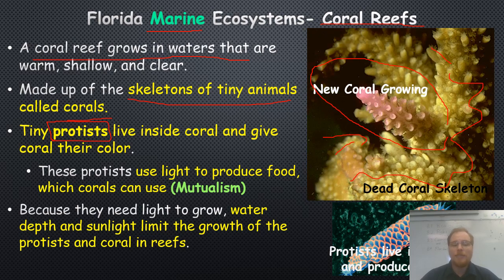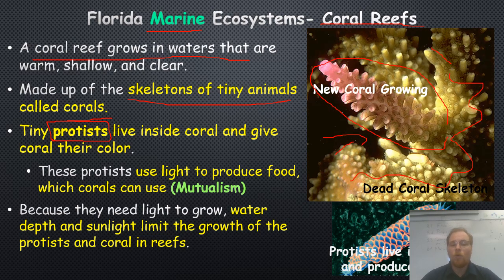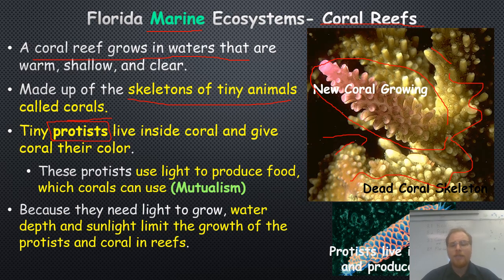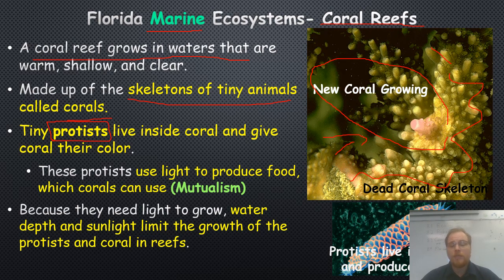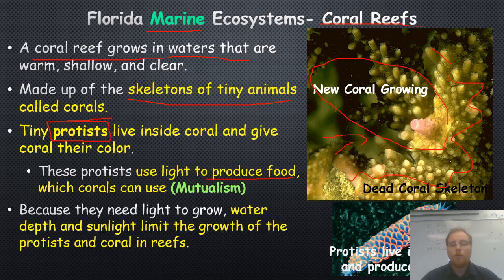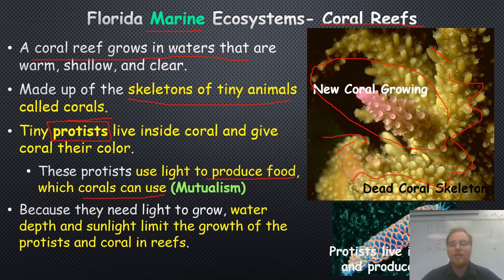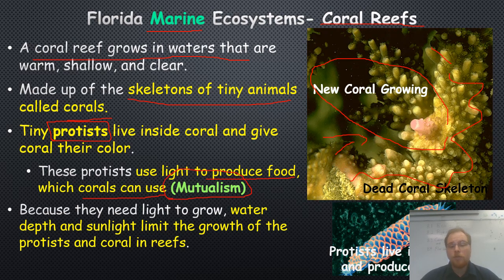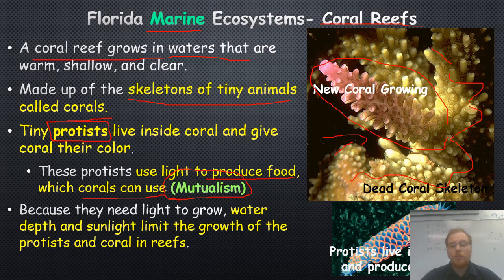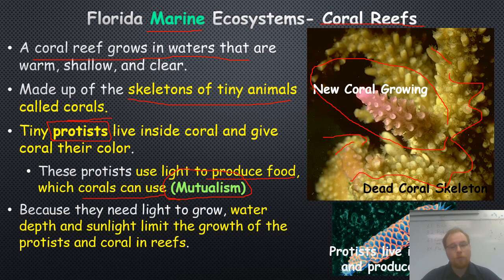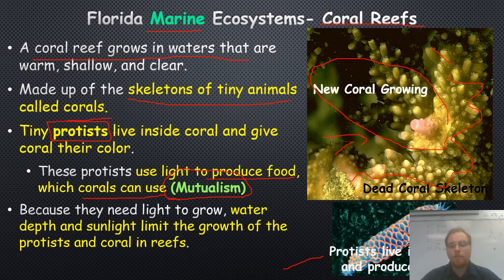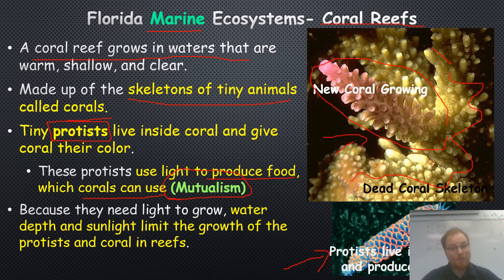These protists live inside the coral and actually give it the color. The protists use the light from the sunlight and shelter from the coral to produce food, which corals can actually use. This is a really good example of mutualism, where both of them are benefiting from this relationship. Corals get food from the protists, and the protists get protection from the coral. This is actually a protist right here, even though you may not see it because of my face.